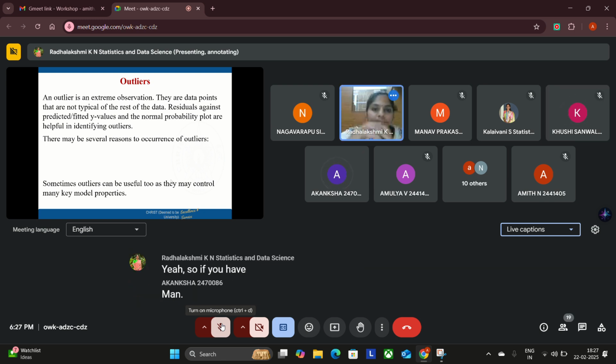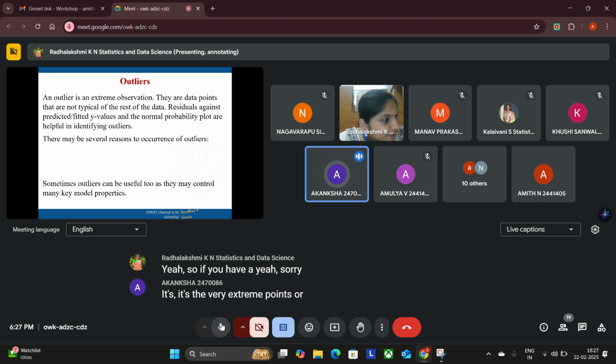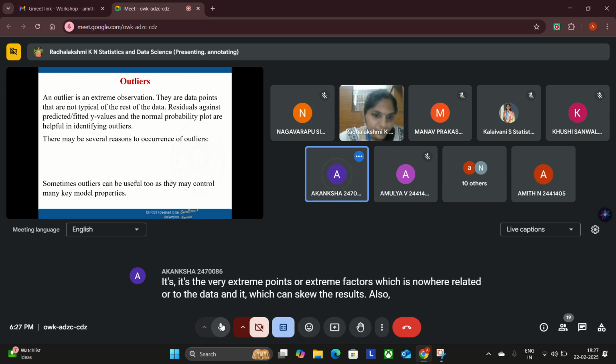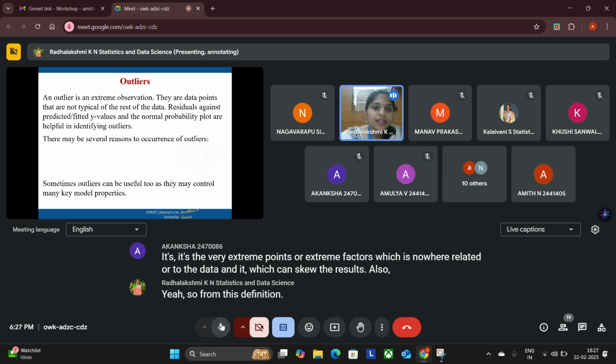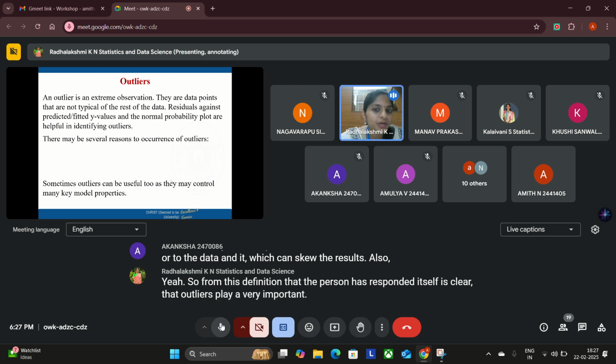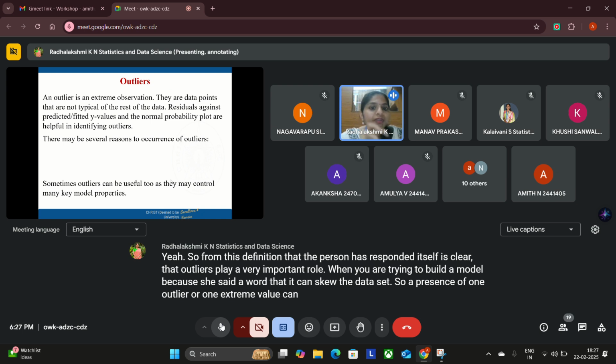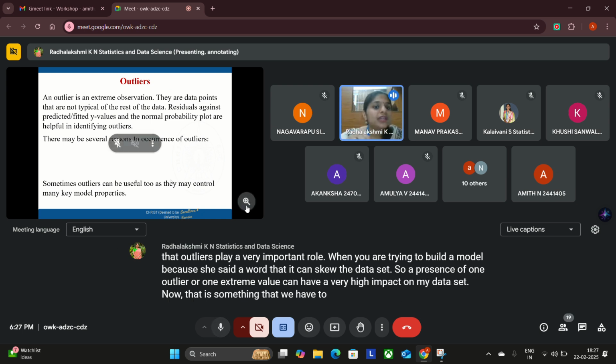Yeah. It's the very extreme points or extreme factors which is nowhere related to the data and which can skew the results also. Yeah. So from this definition that the person has responded itself, it is clear that outliers play a very important role when you're trying to build a model, because she said a word that it can skew the data set. So a presence of one outlier or one extreme value can have a very high impact on my data set. Now that is something that we have to deal with, right?